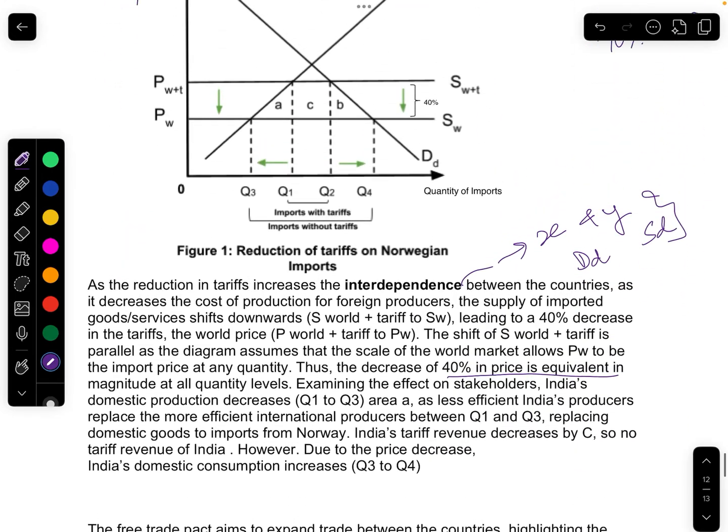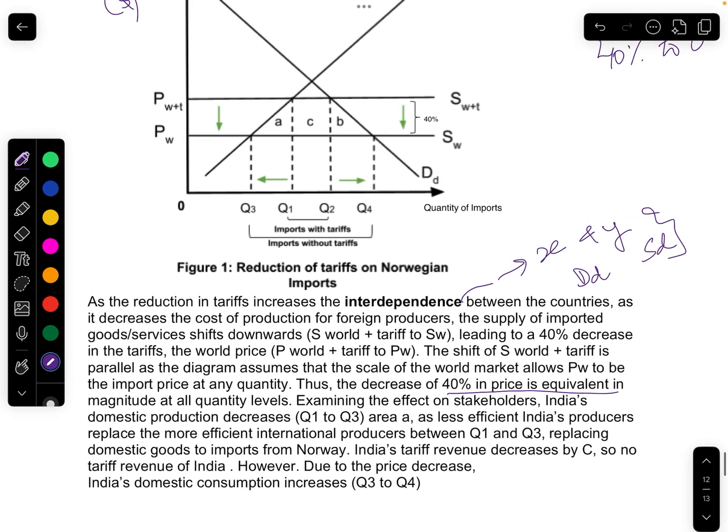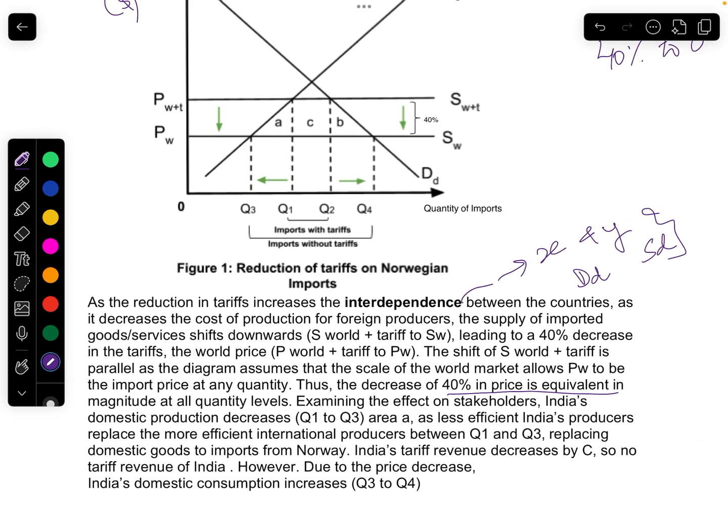It is very important to identify the impact on the stakeholders once the tariff has been removed. So examining the impact on the stakeholders, India's domestic production decreases from Q1 to Q3 by area A, as less efficient Indian producers are replaced by the more efficient international producers between Q1 and Q3. Very nicely he explained over here.